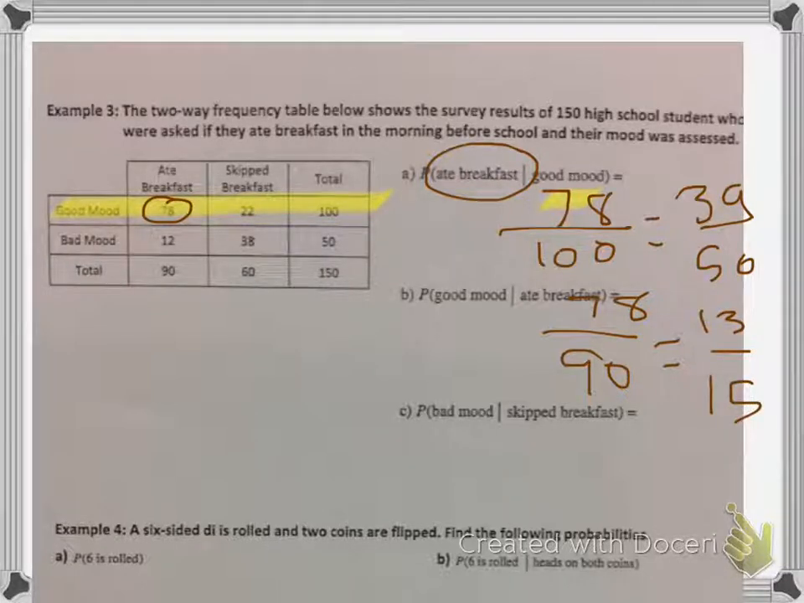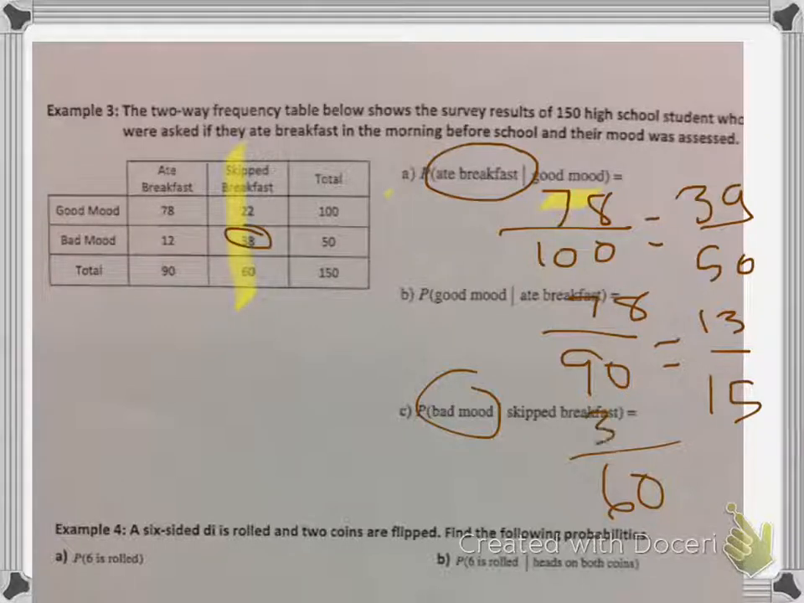Then we're looking at skipped breakfast. So a total of 60 that have skipped breakfast. And they have to be in a bad mood. So there's 38 that were in a bad mood. We're going to do 38 out of 60 on our calculator and get 19 over 30 for our solution.